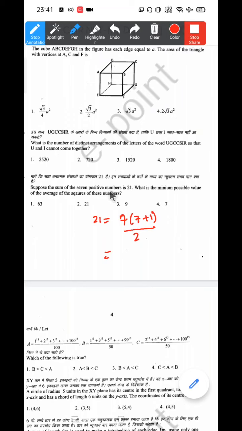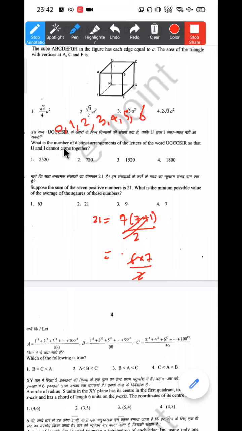They are saying positive numbers, so actually can you see that if I take 7, no, this is not possible. If I take 6 into 7 upon 2, then it is 2 3s are, yes, now so numbers are 0, 1, 2, 3, 4, 5, 6. These are the numbers. Now what is the minimum possible value of the average of square of the numbers?